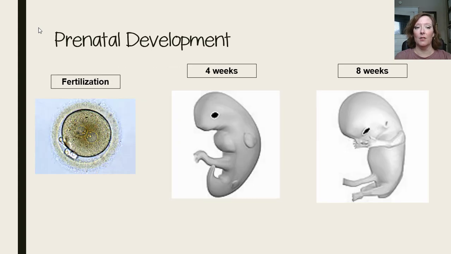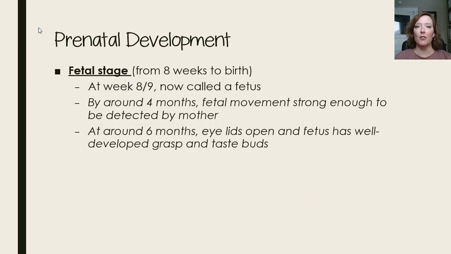And here is the progress that we've just talked about. So you've got what a fertilized egg looks like on your far left, what an embryo looks like at 4 weeks, and then what the embryo looks like at 8 weeks. This is obviously not to scale, but it is enlarged to show detail. The fetal stage begins around 8 weeks, and it continues until birth. At week 8 or 9, it's now called a fetus. And by around 4 months, fetal movements are strong enough to be detected by the mother. This is sometimes called the quickening.